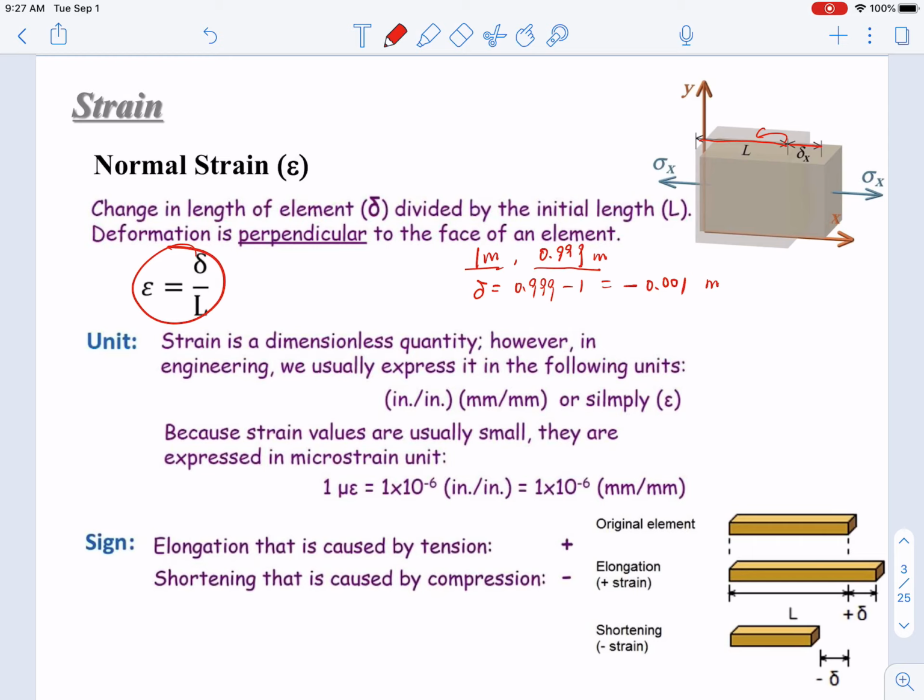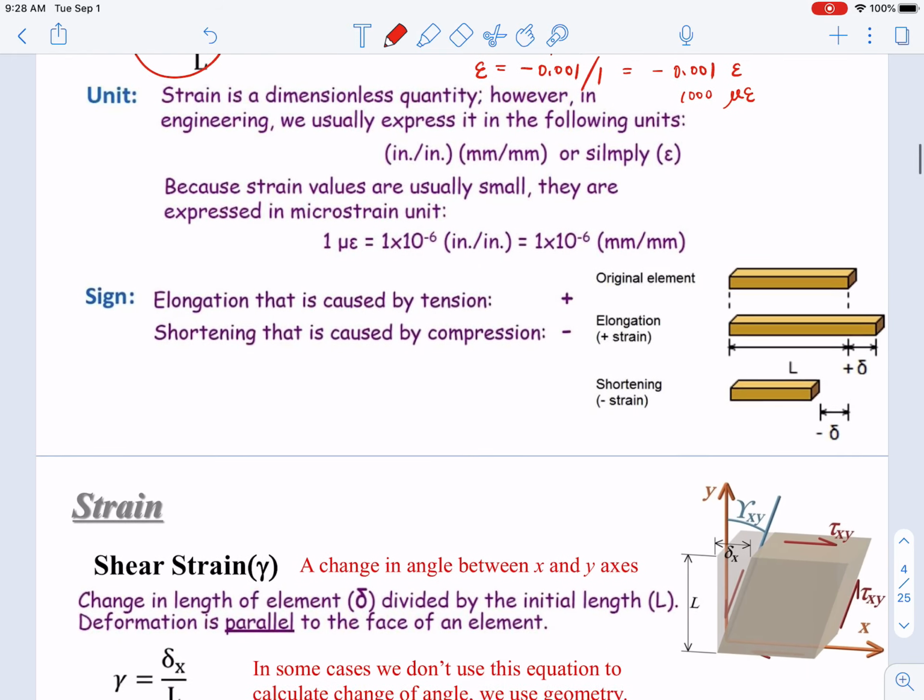Then the original length is 1 meter. So the normal strain will be negative 0.001 over 1. So that is just negative 0.001 strain. If you like a unit, you can use strain. And I saw some students also reported the result as negative 1000 microstrain. That is also good. Just always keep in mind that you have a sign. So when your element becomes shorter, your normal strain will be negative.